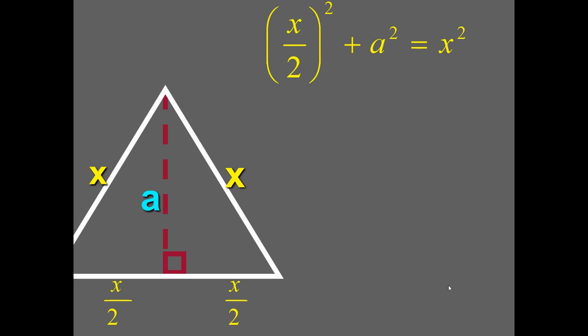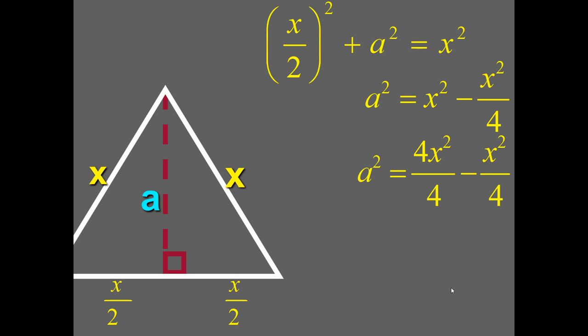So again, I can use the Pythagorean theorem: (x over 2) squared plus a squared is equal to x squared. That's directly from the Pythagorean theorem. And again, I want to get a squared by itself here. So I'm going to have to bring the (x over 2) squared over to the other side by subtracting it. And then I can get a common denominator to combine x squared minus x squared over 4. When I do that, 4x squared over 4 minus 1x squared over 4 is equal to 3x squared over 4. And then I'll take the square root of both sides.